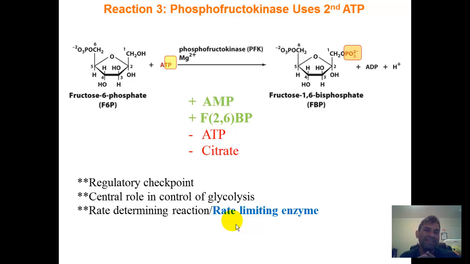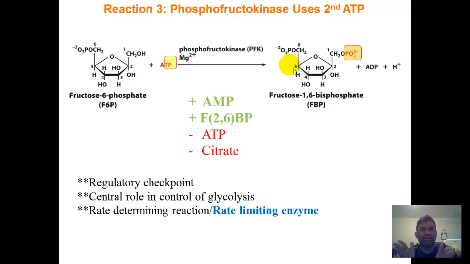So what does that mean? A regulatory checkpoint enzyme, the committed enzyme, rate limiting enzyme, basically means that once fructose 6-phosphate gets converted to fructose 1,6-bisphosphate, once PFK is on, that means the cell is committed. It is committed to glycolysis. And you can actually see that in the arrows. So you notice the unidirectionality of that arrow. It means it's the committed step.